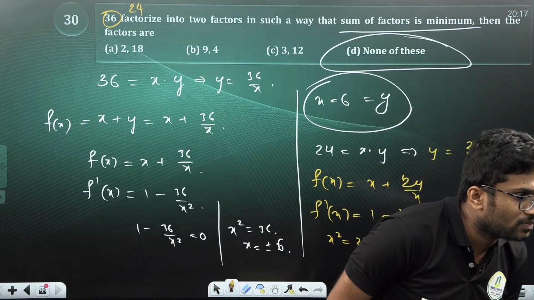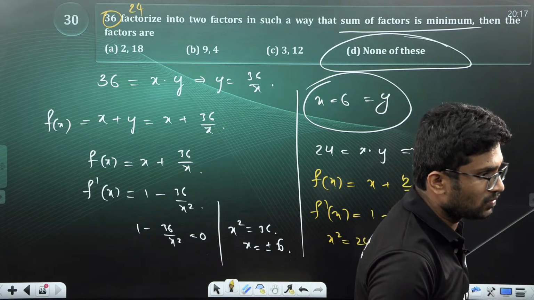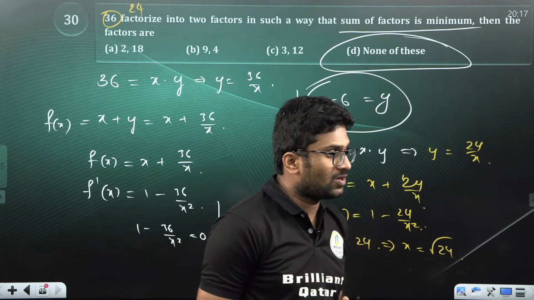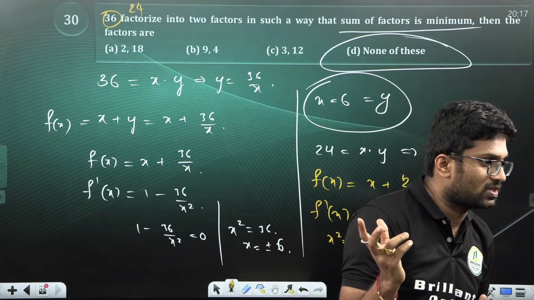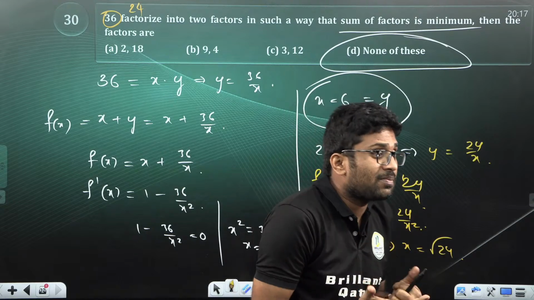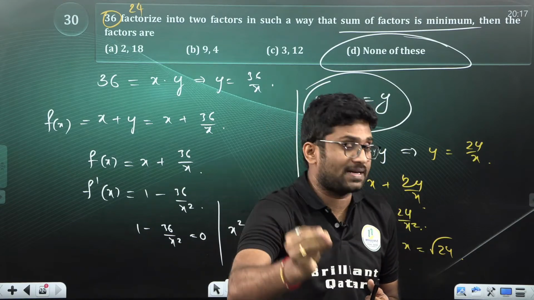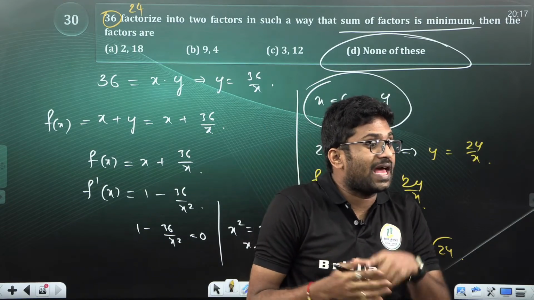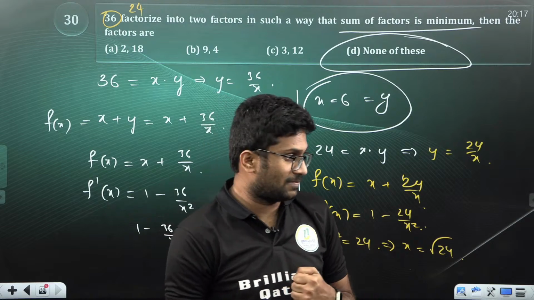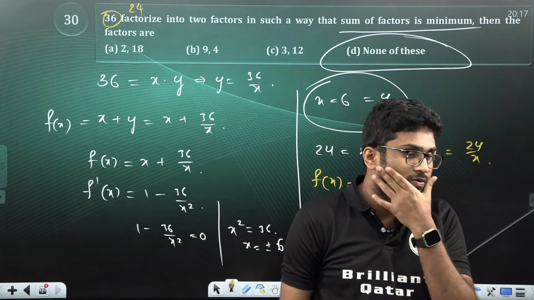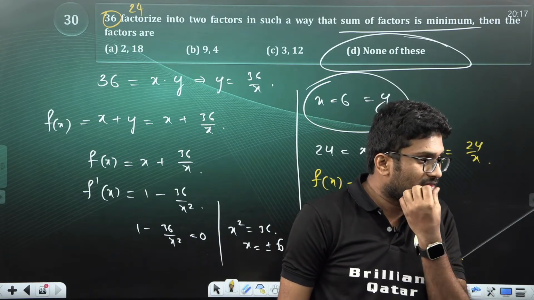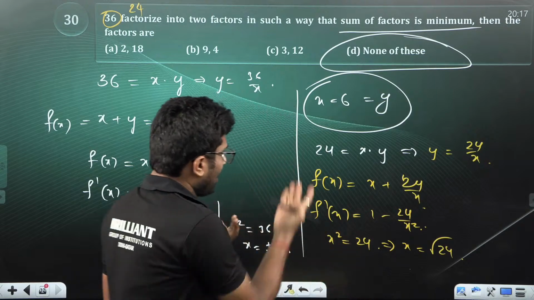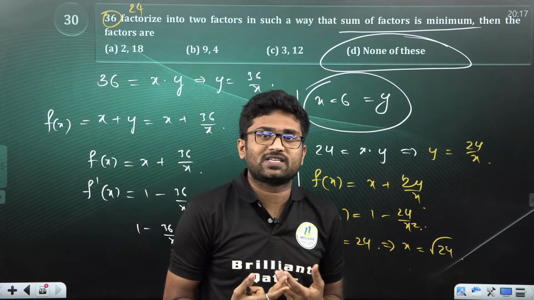Okay, x is equal to y, which is 2 root 6. But friend, factor means it should be clearly natural numbers. Only natural numbers can be taken as factors. I hope you understood. Karthik, 6, 4, yeah, obviously. So for this, how can we do it, sir? How can we do it?